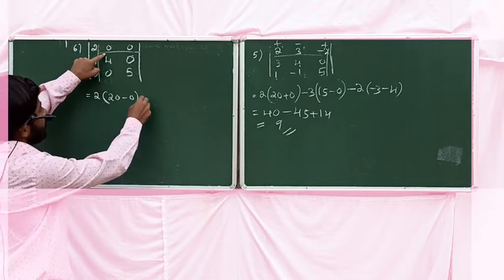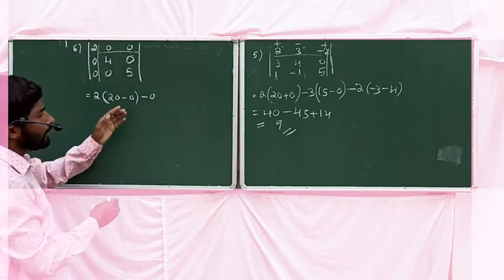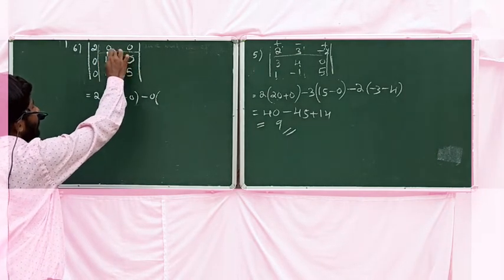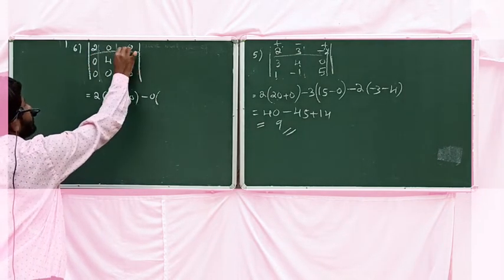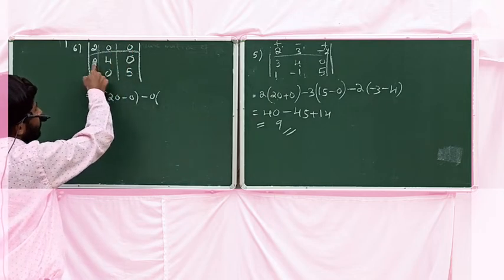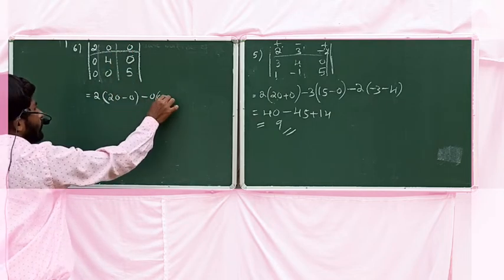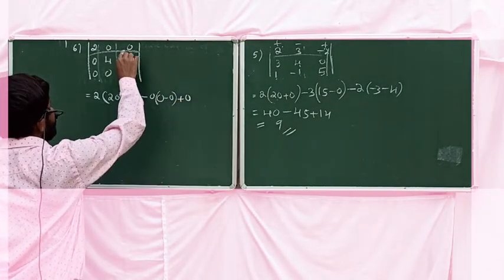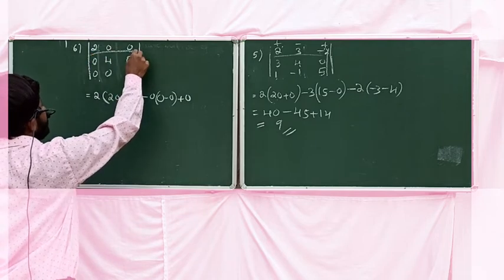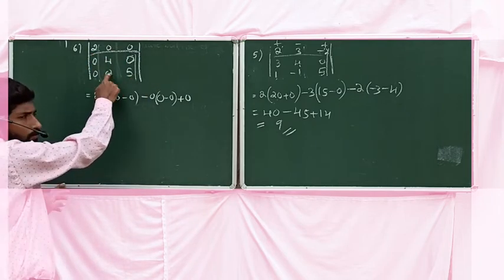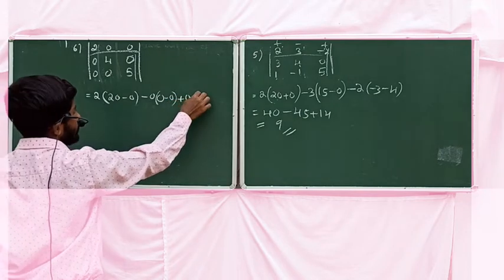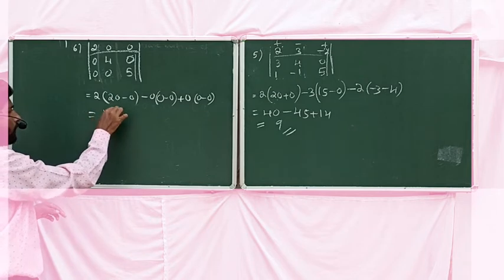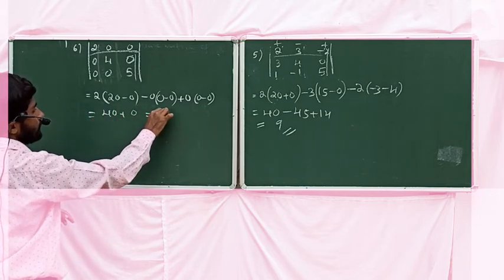What is next? Minus 0 into some number, right? I'll write minus 0 into, cancel first row and second column. What you will get? Okay, 0 into 5 is 0, 0 into 0 is 0. The next step see plus 0 into, okay, you need to cancel first row and third column. What you will get? 0 into 0 is 0, 0 into 4 also is equal to 0 minus 0. So here 20 into 2 is 40 plus 0, its value is equal to 40.